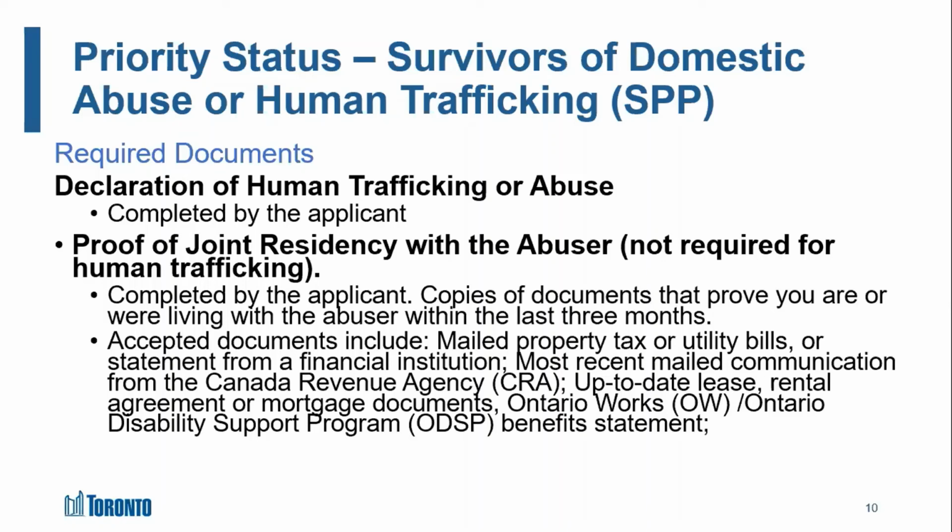Acceptable documents do include property taxes, utility bills, statements from financial institutions, information from Canada Revenue Agency, an up-to-date lease or N5 notice, Ontario Works or Ontario Disability Support Program benefit statements.